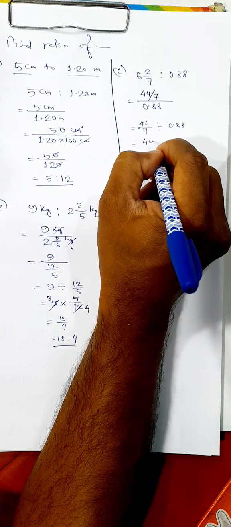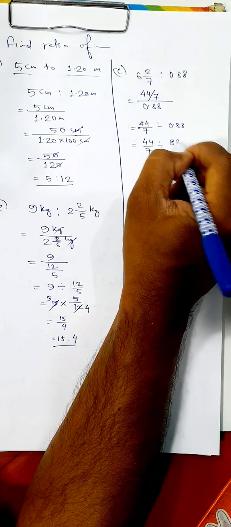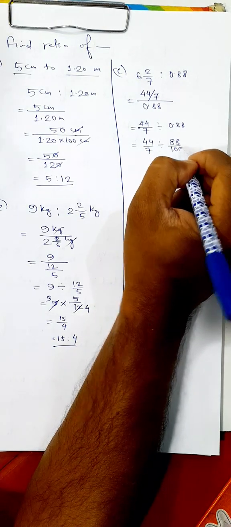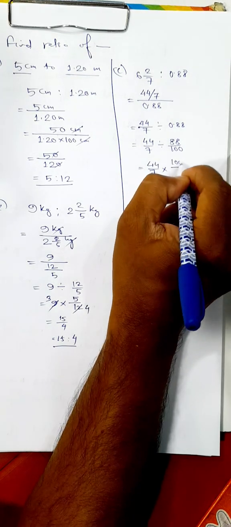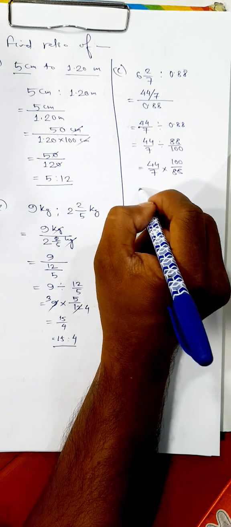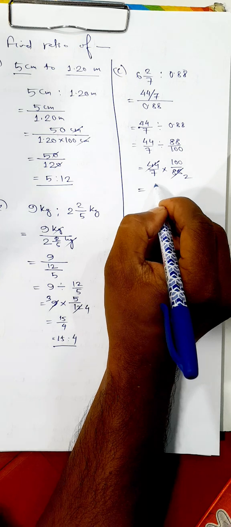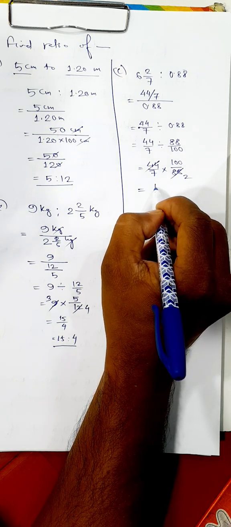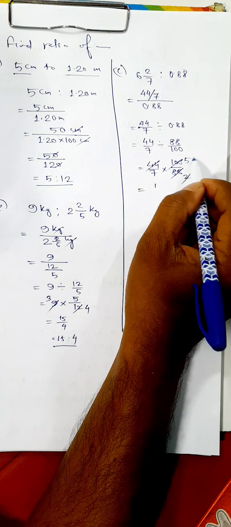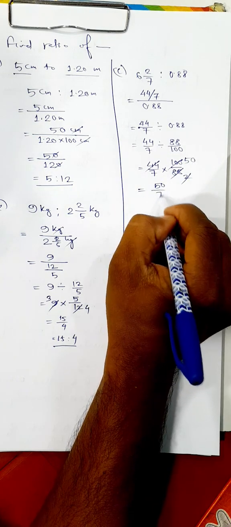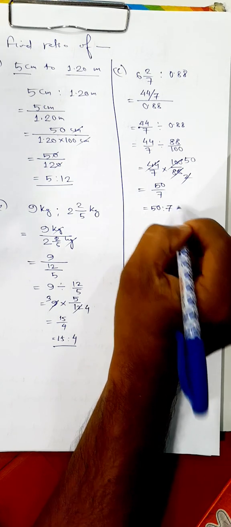This means 44 by 7 divided by 0.88, which means 88 by 100, right? 44 by 7, this becomes 100 by 88. Now let's convert into simplest form. 44 to the 88, this becomes 100 by 14, or you can again cancel 2 with this. 50 to the 100, 50 divided by 7. So the ratio in simplest form is 50 by 7.